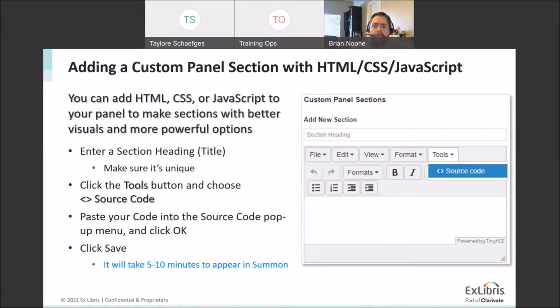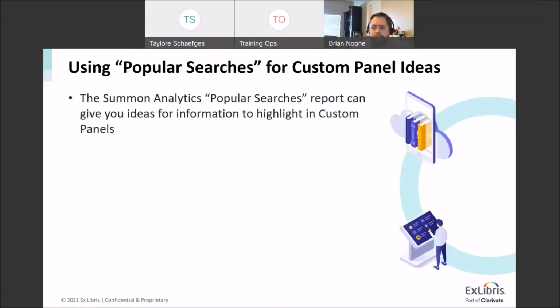But an important question to ask yourself is, what should I be showing to my users? What do they need? And I want to propose that using the popular searches report in Summon Analytics can help you come up with some great ideas for custom panels. So this is one of the reports, and this is a great application of Summon Analytics if you haven't used it before, just to see what are the high traffic searches happening in Summon, and is that going to give us some information about things that we might want to highlight clearly in the custom panel to make it easier for the end users.